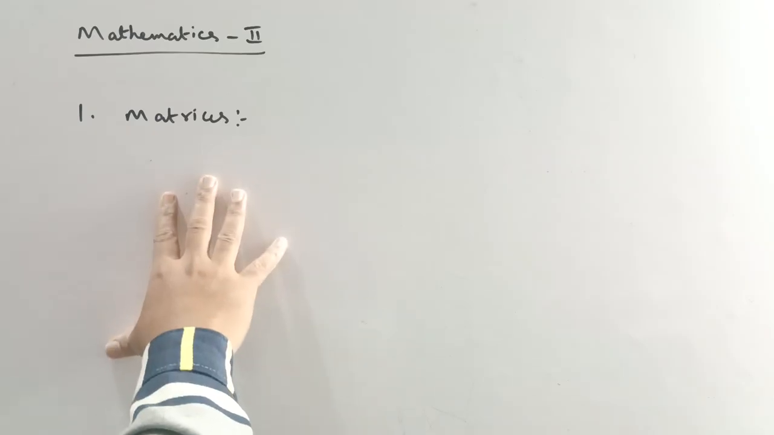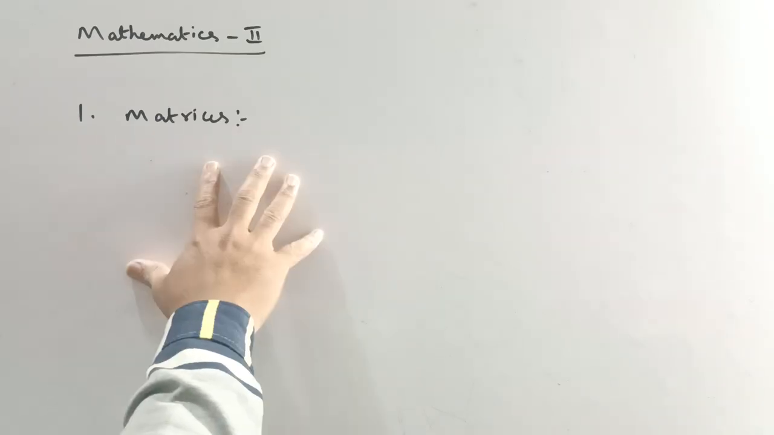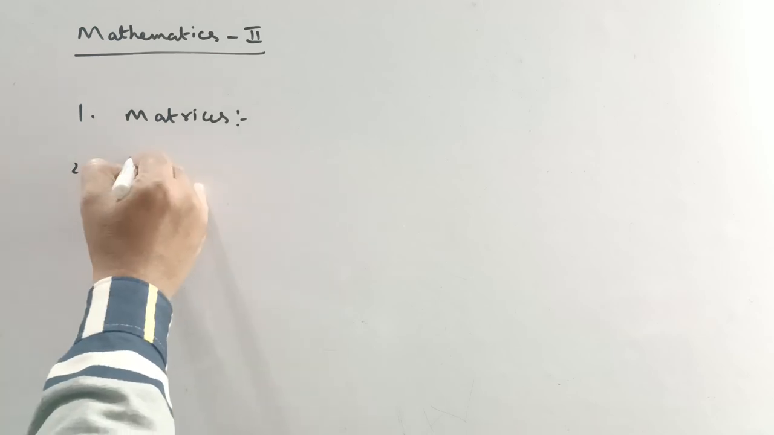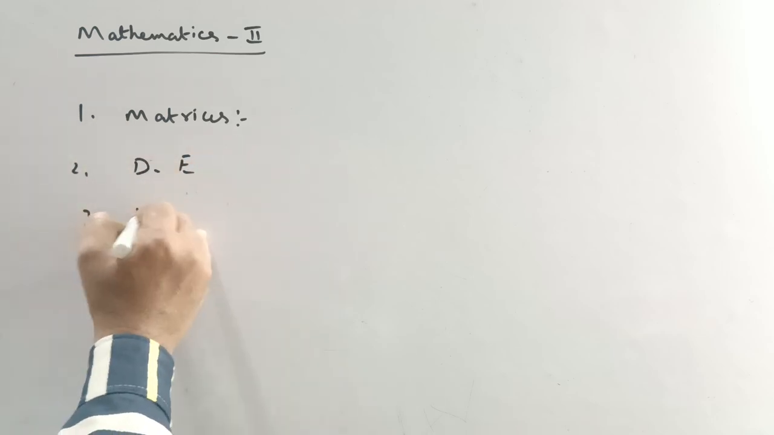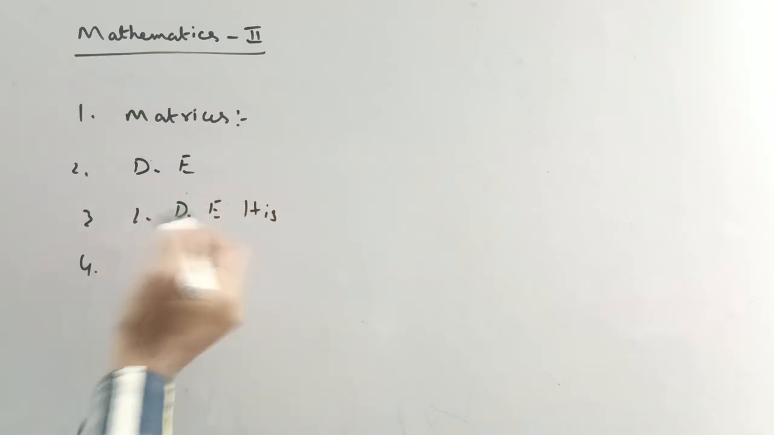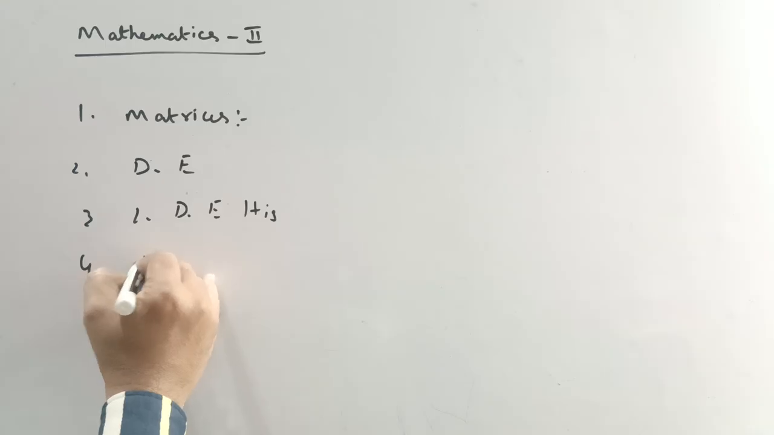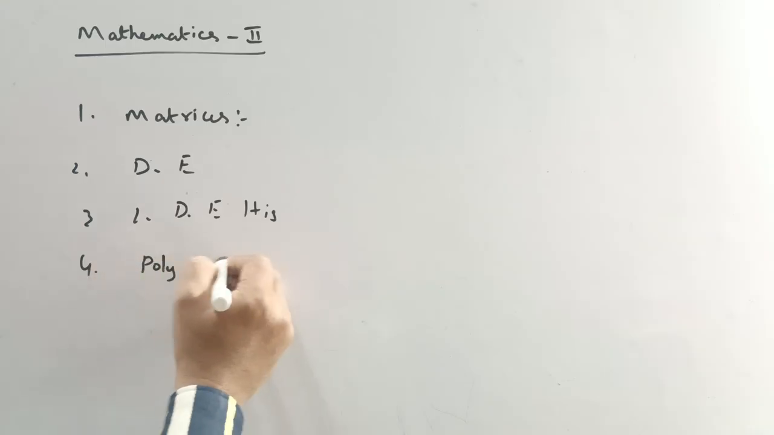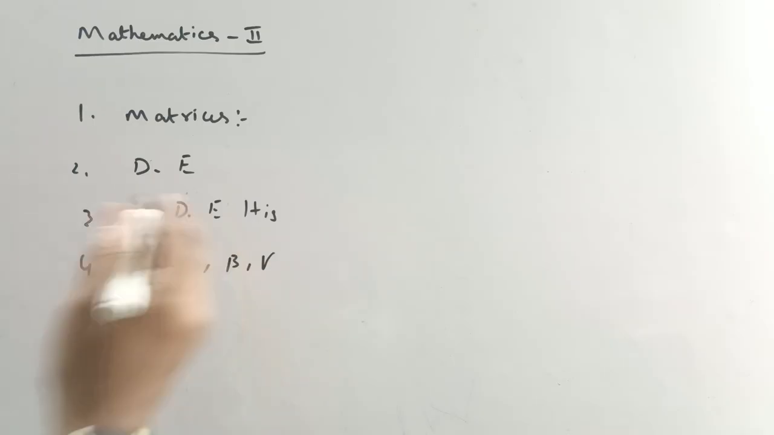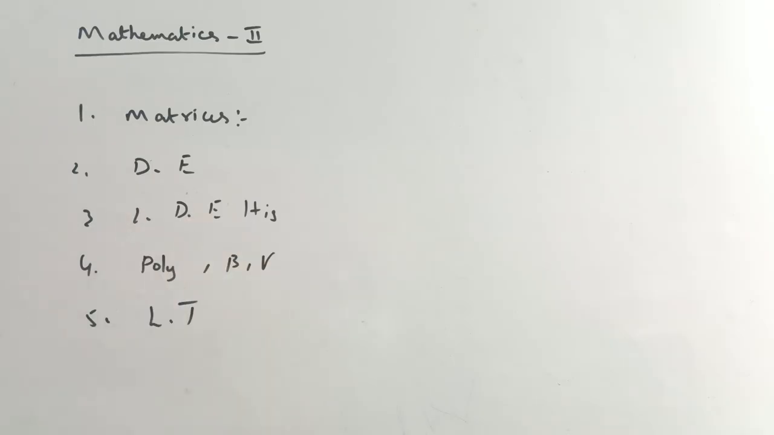So in total we have 5 units. The first unit is matrices, the second unit is differential equations, and the third unit is linear differential equations of higher order. Then the fourth unit is Legendre polynomials and beta and gamma functions. The fifth unit is Laplace transforms. Correct. These are the 5 units in the Mathematics 2 syllabus.